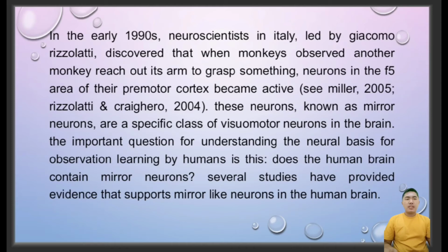So for me, it's really visible that we also have these mirror neurons, because even the children can imitate the actions that they can see in their surroundings. And if I see someone doing something, I can easily copy his or her action.